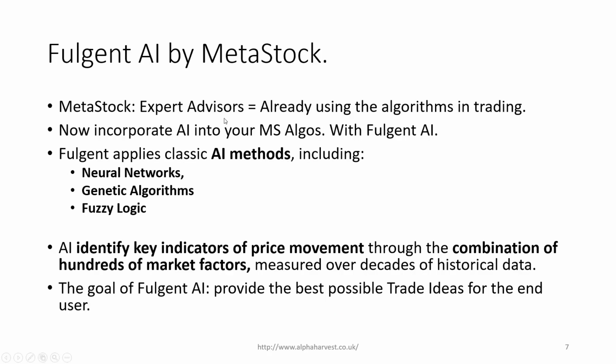And the Metastock Fulgent AI platform that runs on the Metastock platform applies neural networks, genetic algorithms, and fuzzy logic, among other things, in its research process. So we use these genetic algorithms to identify key indicators of price movement through a combination of hundreds of market factors measured over decades of historical data.